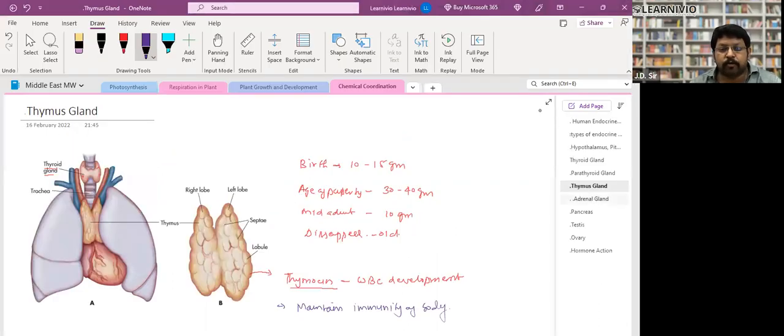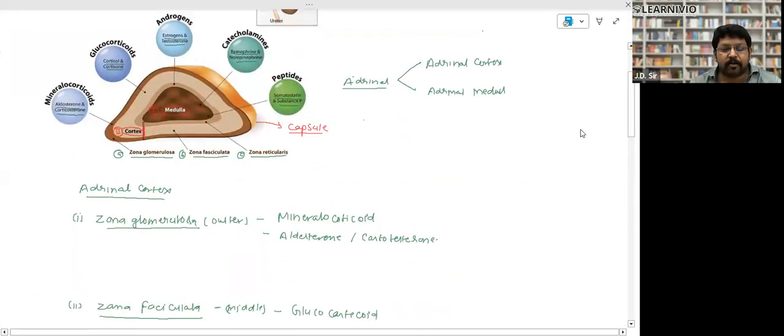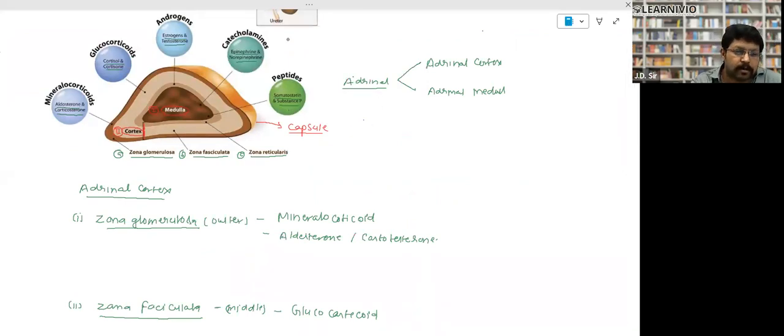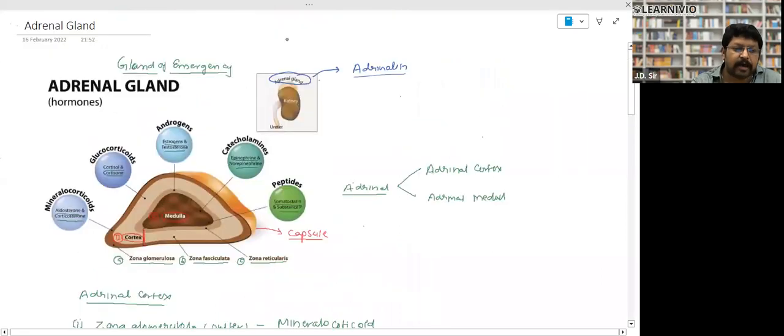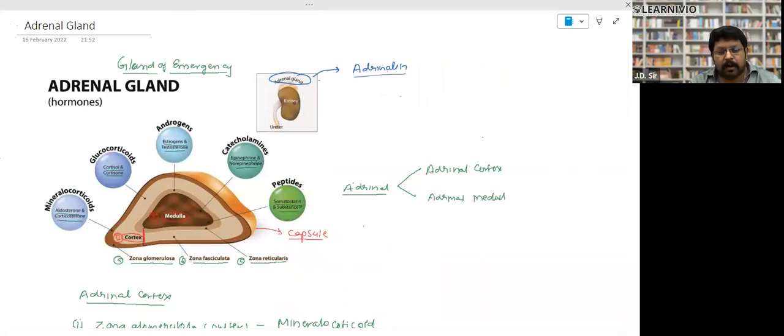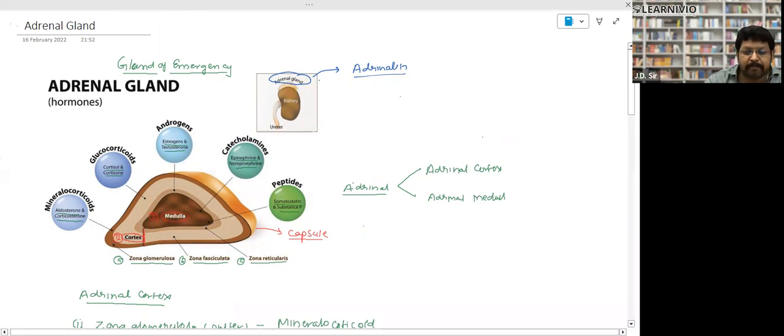Come to the adrenal gland. This is a bit complex and important. Look, this is the adrenal gland, which is found at the top of the kidney, right? The adrenal gland is made up of two layers, adrenal cortex and adrenal medulla. The inner core part is called the adrenal medulla, and the outer part is called the adrenal cortex. And the outermost layer is called the capsule.